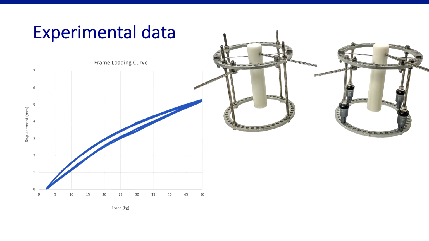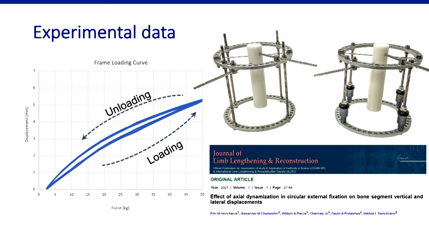And we've done some tests with different frames. So this is the graph. On the horizontal axis there is the force. So the more kilograms you apply, the more displacement there is. This is when you load the frame. And then when you're unloading, you can see the curve is a little bit different because this is the sum of remaining deformity in the pins, which recovers slower. And we've done it on different frames. We actually published these results. You can read it in the Journal of Limb Lengthening and Reconstruction.